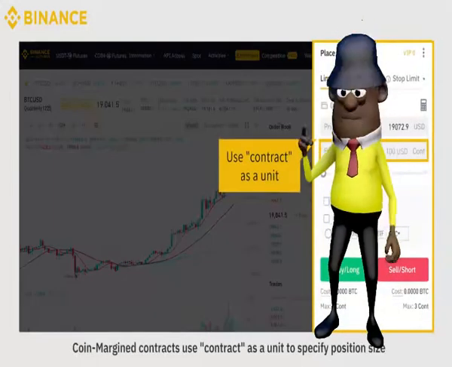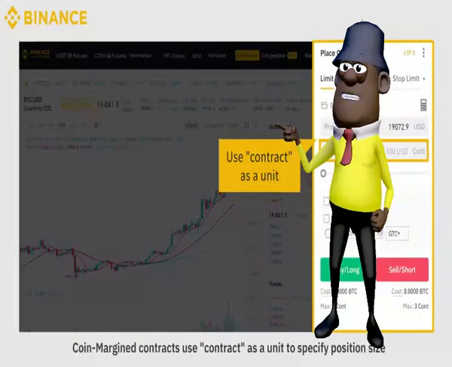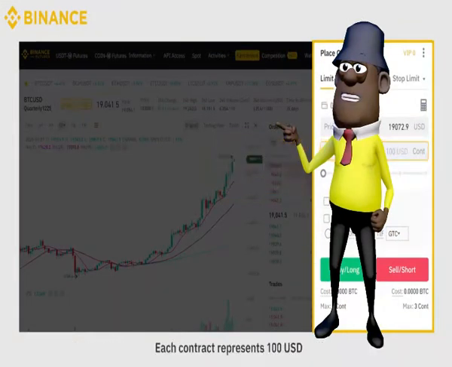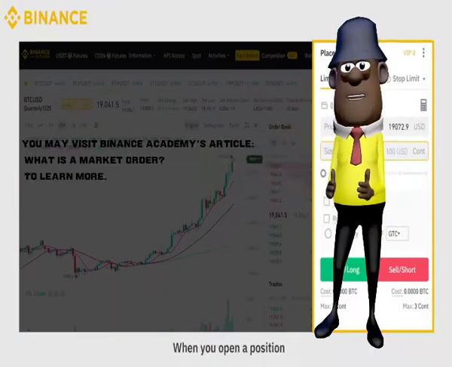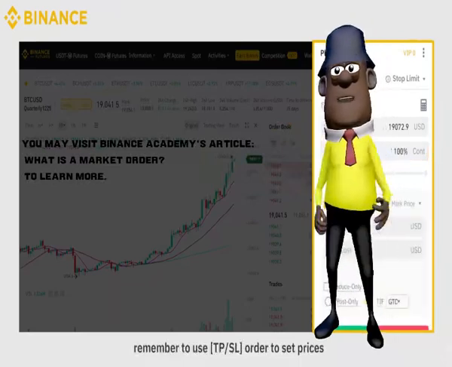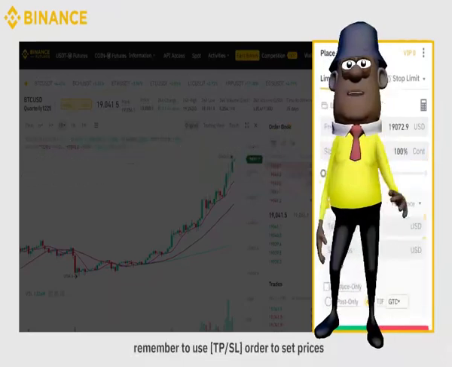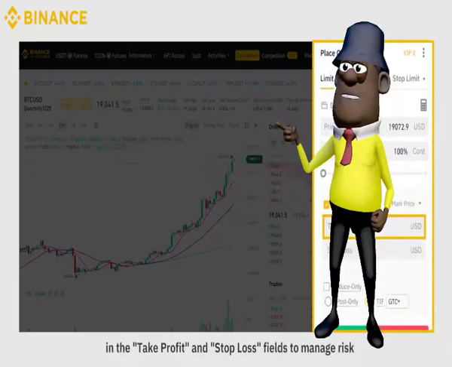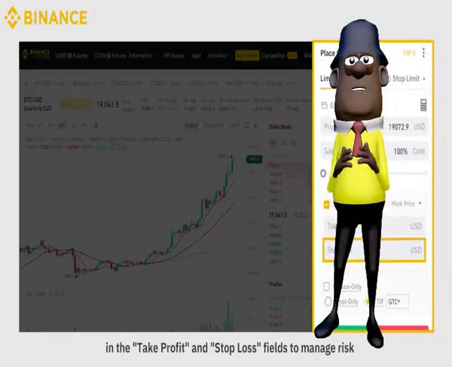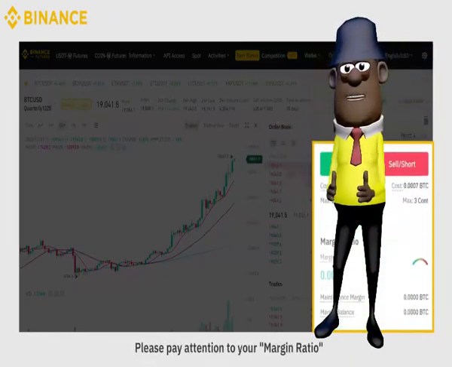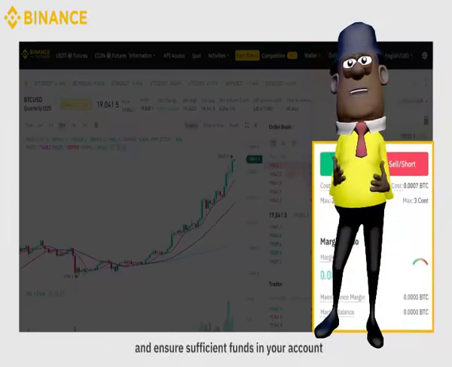To learn more. Market orders are matched immediately at the best available price. You may visit Binance Academy's article, What is a market order? To learn more. Futures contracts allow traders to gain exposure to cryptocurrencies without the need to possess the underlying asset.